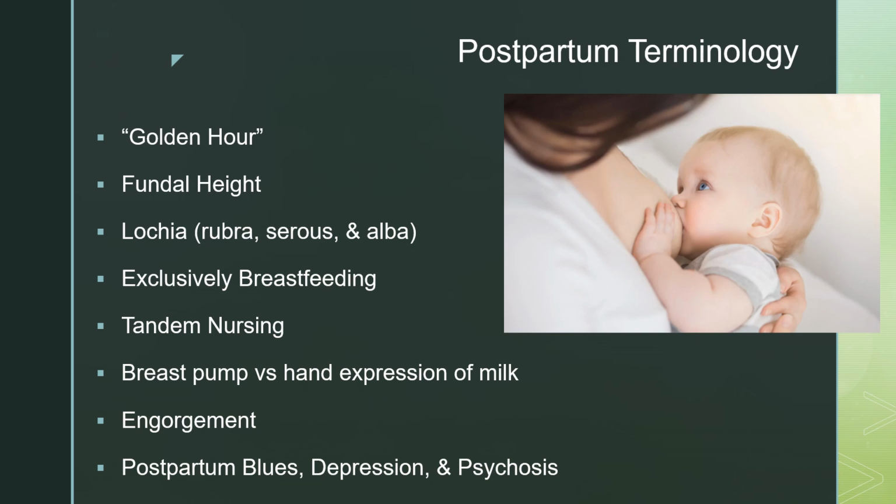Exclusively breastfeeding, the baby's not getting anything else by mouth besides the mom's breast milk. Tandem nursing has to do with nursing two babies at the same time. Maybe she has a toddler that's 1 year old, those Irish twins, or even a 2-3-year-old, so nursing two of her children at the same time.